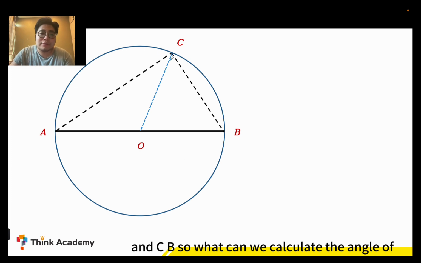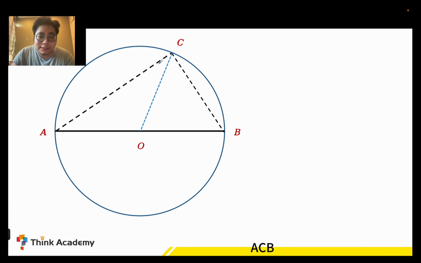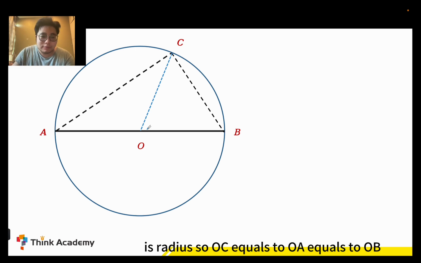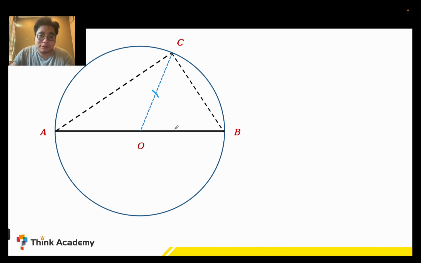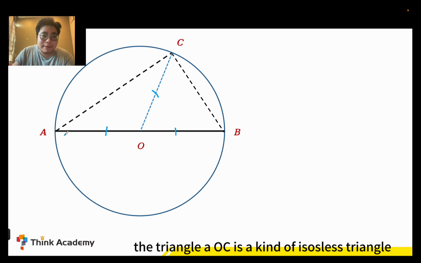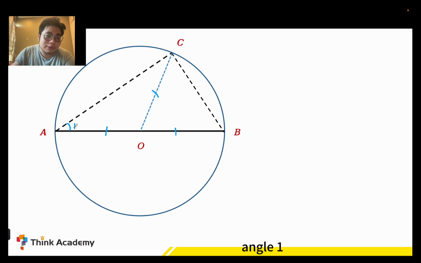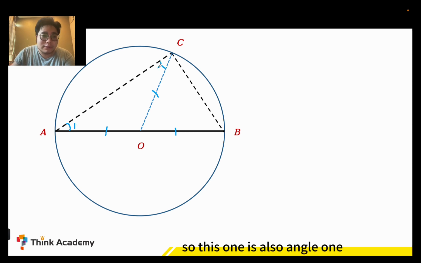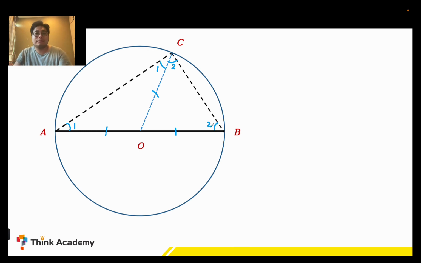So what can we calculate for the angle ACB? Let's have a look. Because OA, OC, OB are radii, OC equals OA equals OB. That means triangle AOC is an isosceles triangle. So let's name this angle 1, and this one is also angle 1. Using the same method, OC equals OB, so this one is angle 2, and this one is also angle 2.